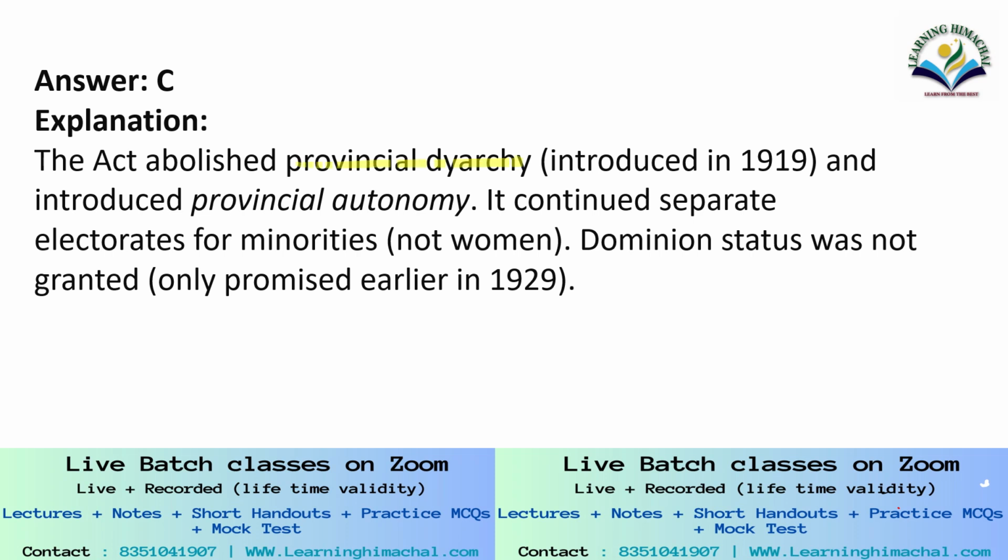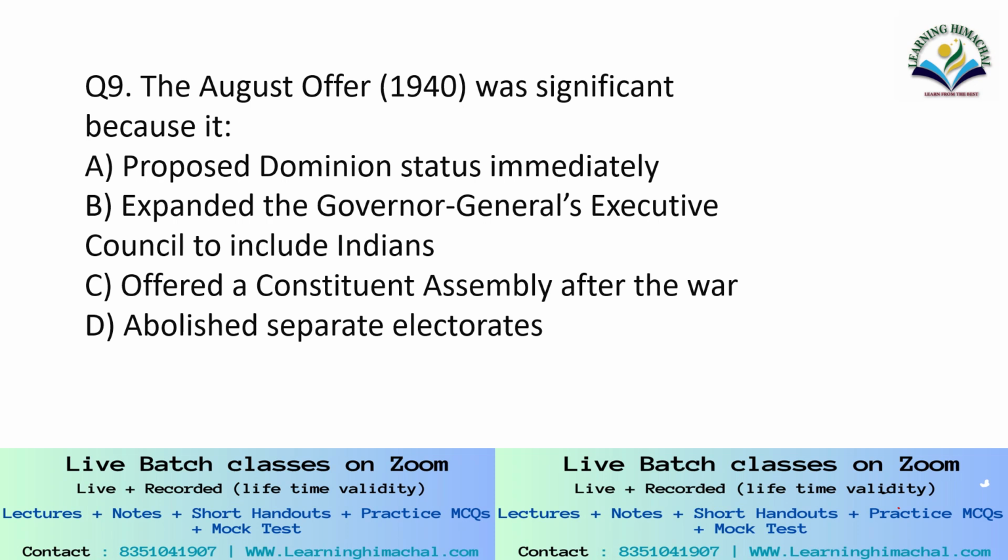The act abolished provincial diarchy introduced in 1919 and introduced provincial autonomy. It continued separate electorate for minorities, not women. Dominion status was not granted, only promised earlier in 1929. Let's move ahead. Question number nine.